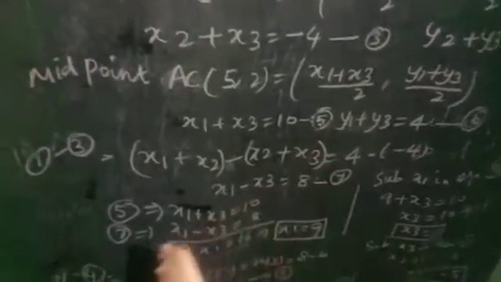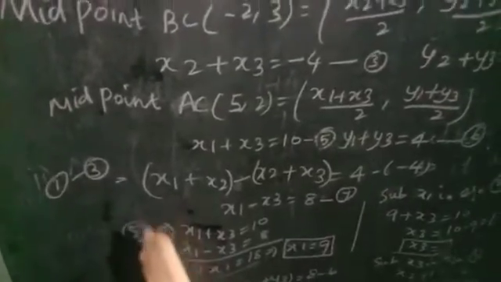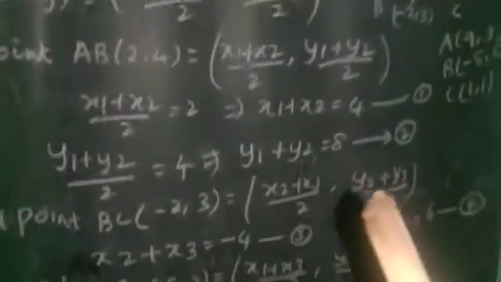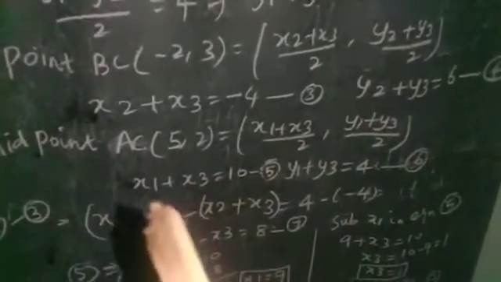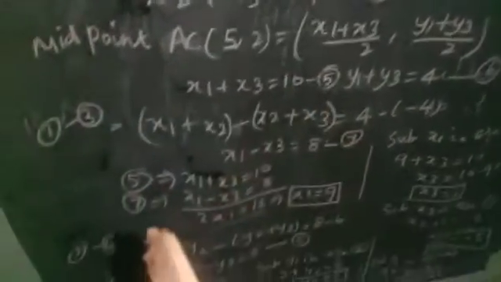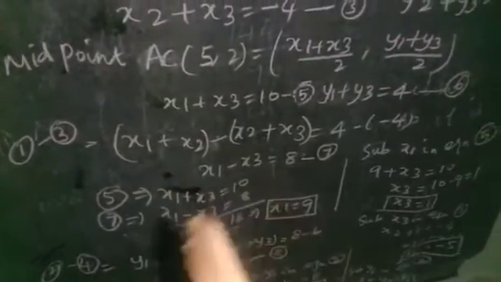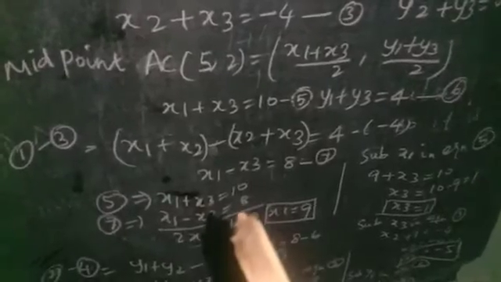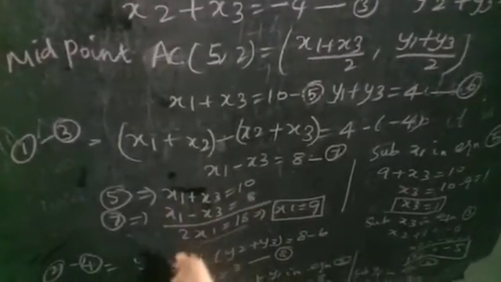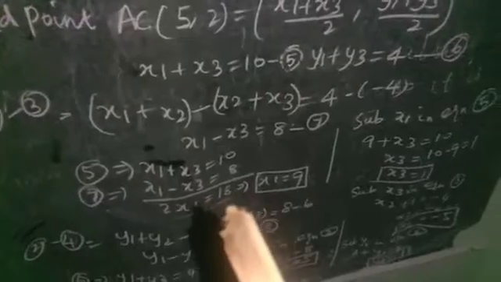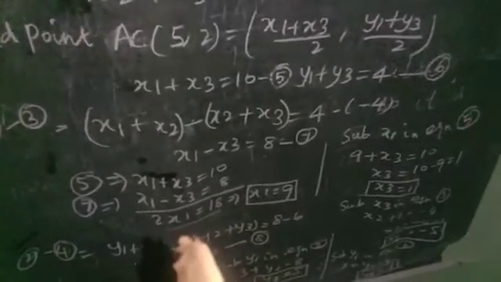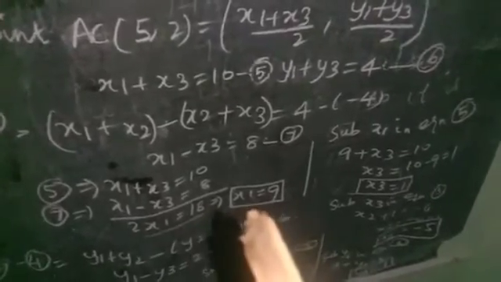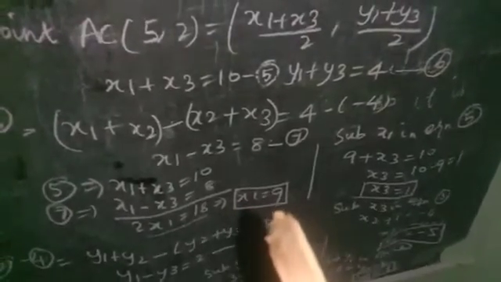Okay. So here first we take the fifth equation. What is the fifth equation? X1 plus x3 is equal to 10. So we write x1 plus x3 is equal to 10. Then the seventh equation, we write x1 minus x3 is equal to 8. Now we add the two equations, then we get 2x1 is equal to 18. Then therefore x1 is equal to 18 by 2. Then therefore x1 is equal to 9.